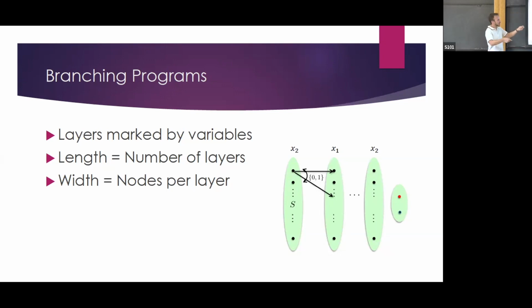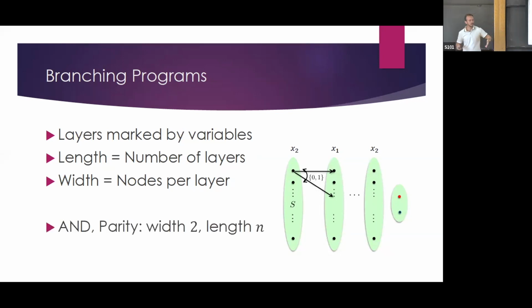So the width of a branching program is how many nodes I might have at the same layer. This corresponds to how many states I have in my memory. And the number of layers is the length of this branching program. And for example, if you want to compute functions like AND or parity, you can very easily do it with width only 2. You need only 2 states and length n. Just remember the parity, remember the AND using your two states.